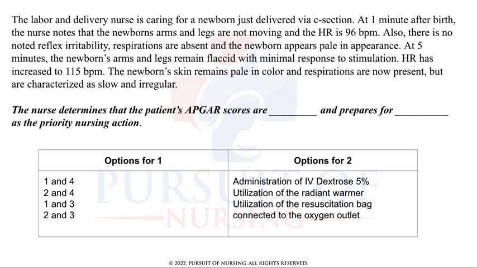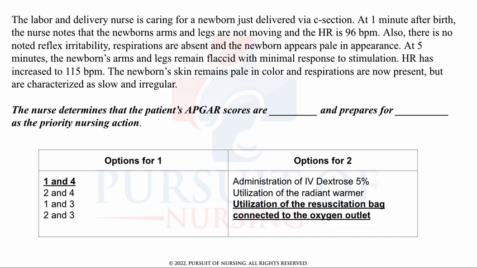At 5 minutes for your second APGAR scoring, the newborn's arms and legs remain flaccid with minimal response to stimulation. Heart rate has increased to 115 beats per minute. The newborn's skin remains pale in color and respirations are now present, but are characterized as slow and irregular. So based upon those assessment findings, the nurse determines that the patient's APGAR scores are what and prepares for blank as the priority nursing action.